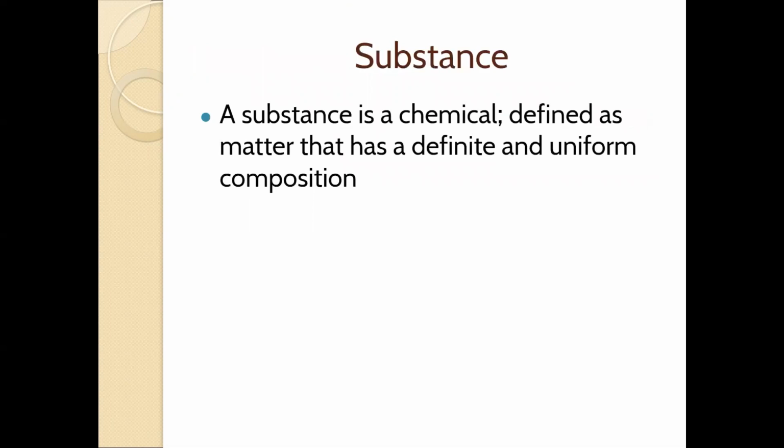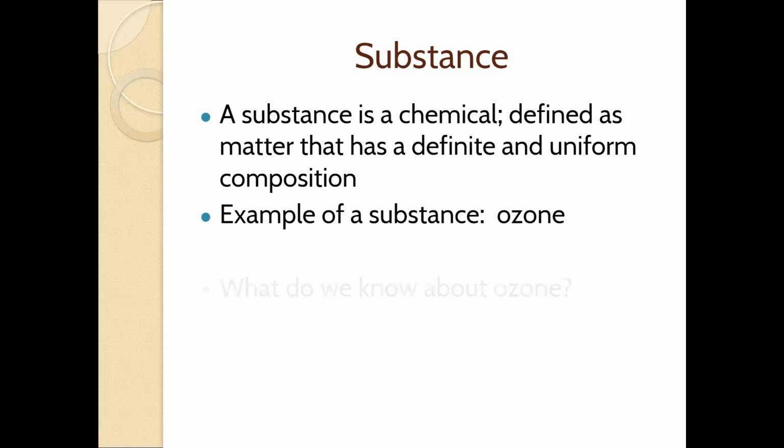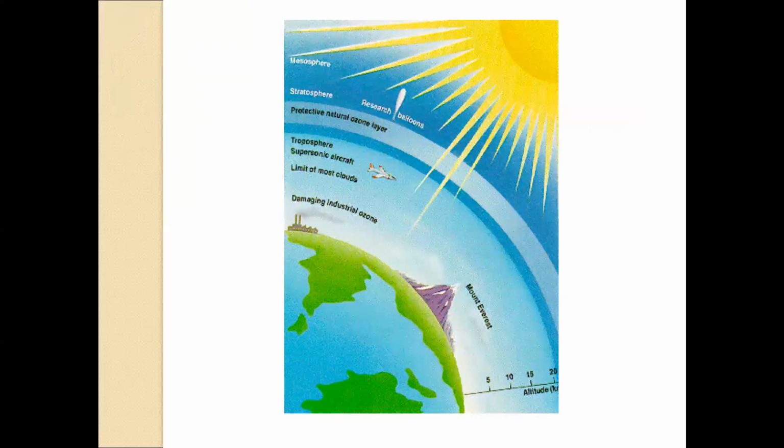Next thing to define: what is a substance? A substance is a chemical, defined as matter that has a definite and uniform composition. A substance could be pretty much anything that is made of matter. Anything that you see around you is a substance. Ozone is a specific example of a substance. You can't see it, but you know that it's there. What do we know about ozone? Well, it protects the planet Earth.